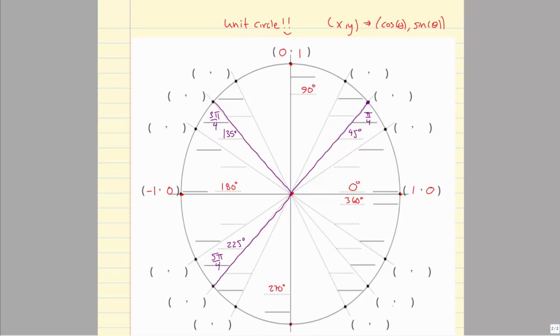Okay, here would be 6 pi over 4 to get us to 270. Here's 7 pi over 4, that bisects the fourth quadrant. Now if I'm adding 270 plus 45 degrees, that would be 315 degrees. Now if I take 315 plus 45, that would bring me back to 360. 7 pi over 4 plus another pi over 4 would be 8 pi over 4. 8 pi over 4 reduces to 2 pi.